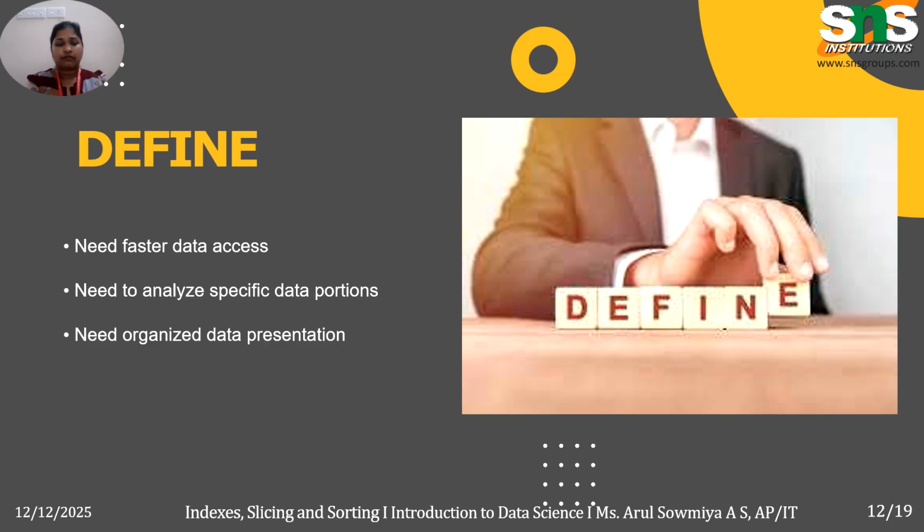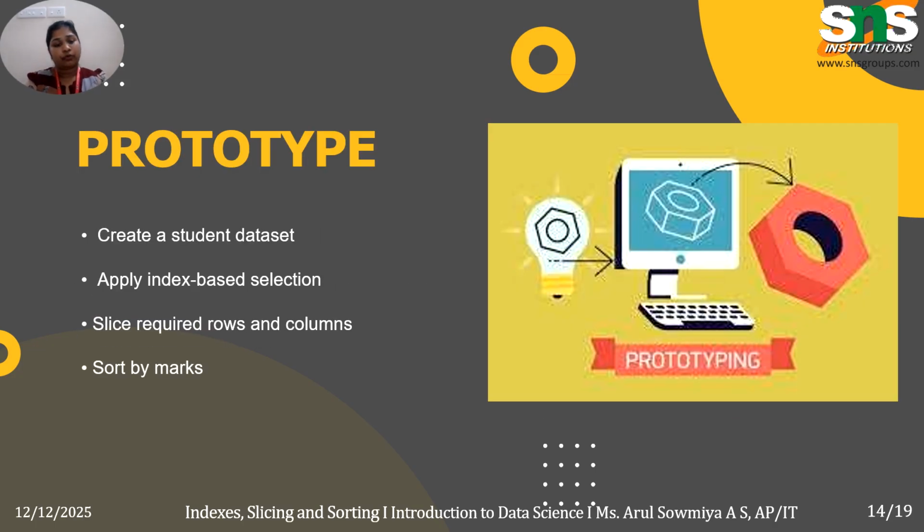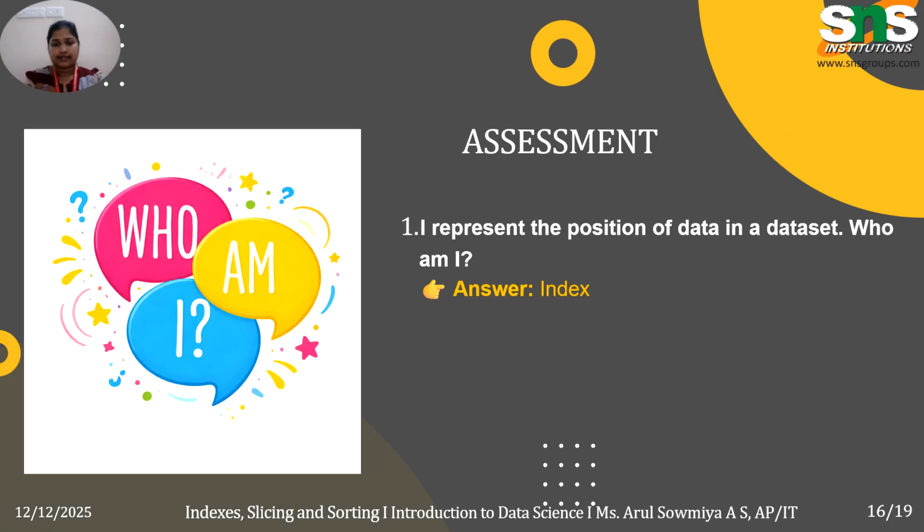And then we are going to define. What is the define part? It needs faster data access, it needs to analyze specific data portions, and it needs organized data presentation. Then in ideate we apply slicing to focus on required records and sort the data for comparisons. In prototype, we create a student database, apply index-based selection, slice the required rows and columns, and finally sort the marks. Finally, we test the process to verify the selected data accuracy, check the sorted results and validate the insights.